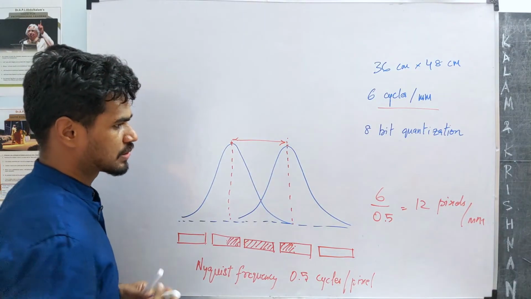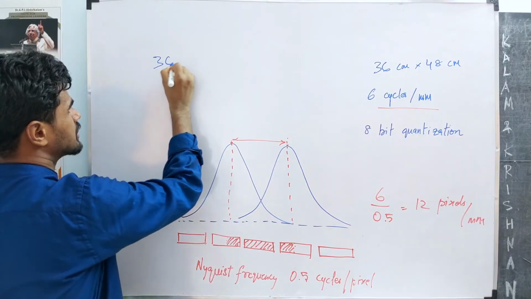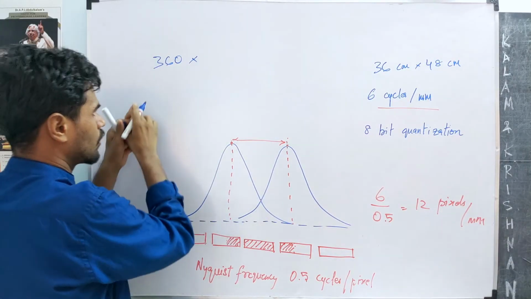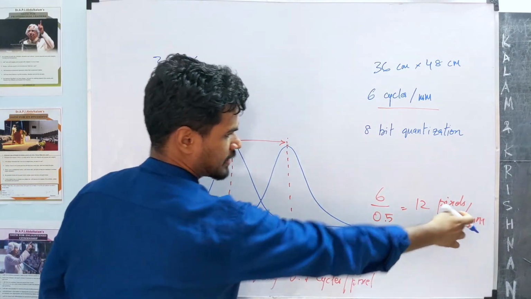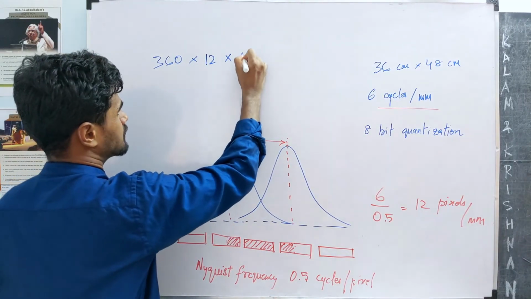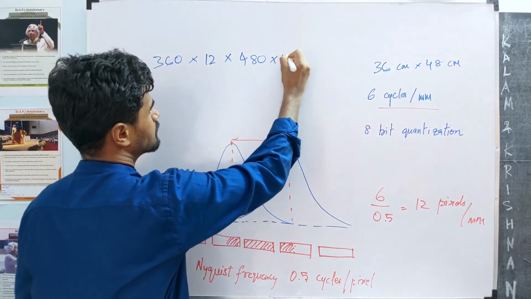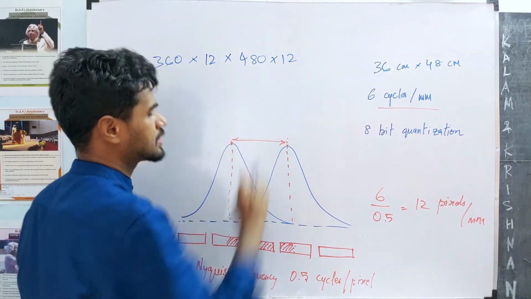Because this is in mm, I'm going to convert everything to mm. So 36 centimeters is 360 mm. Along the length, we need 12 pixels per mm. So along 360 mm, we need 360 times 12. That times again 480, which is the height, times 12. So we need this many pixels.